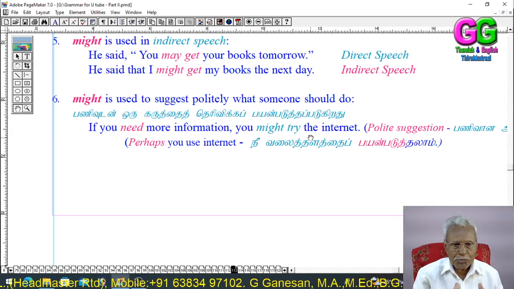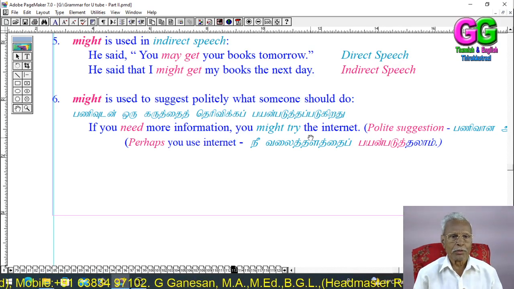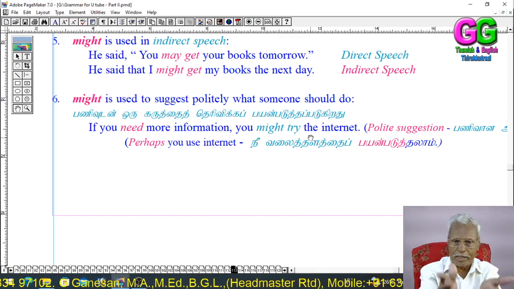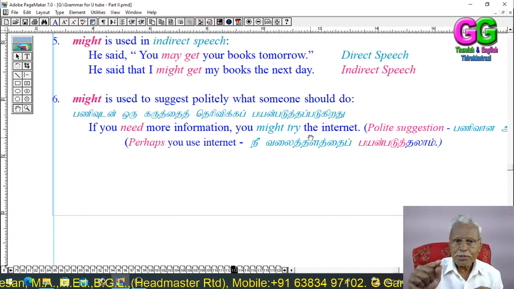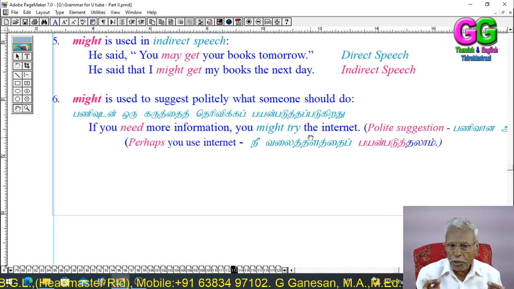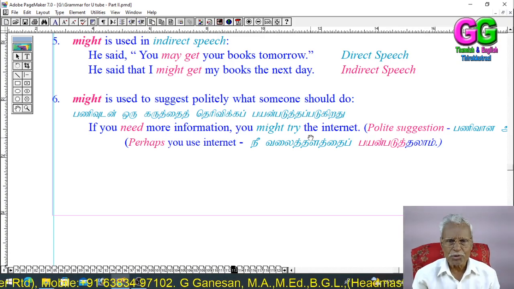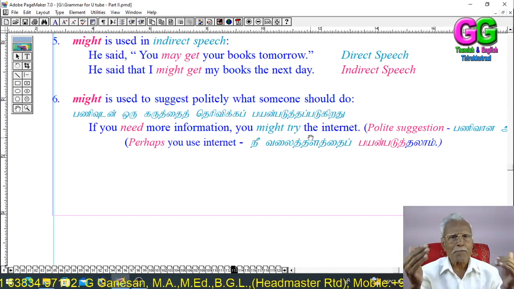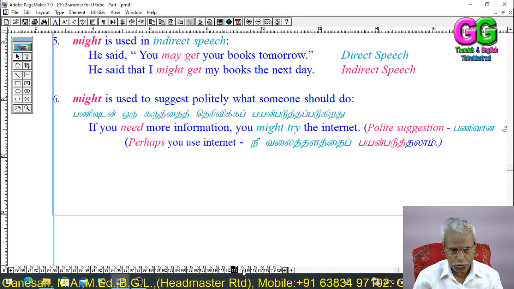You might try the internet means perhaps you use the internet. That is polite advice. That is, we can use might to politely suggest something. If you need more information, that is, if you want more information, you might try the internet. Perhaps you use the internet. This is the sixth use.